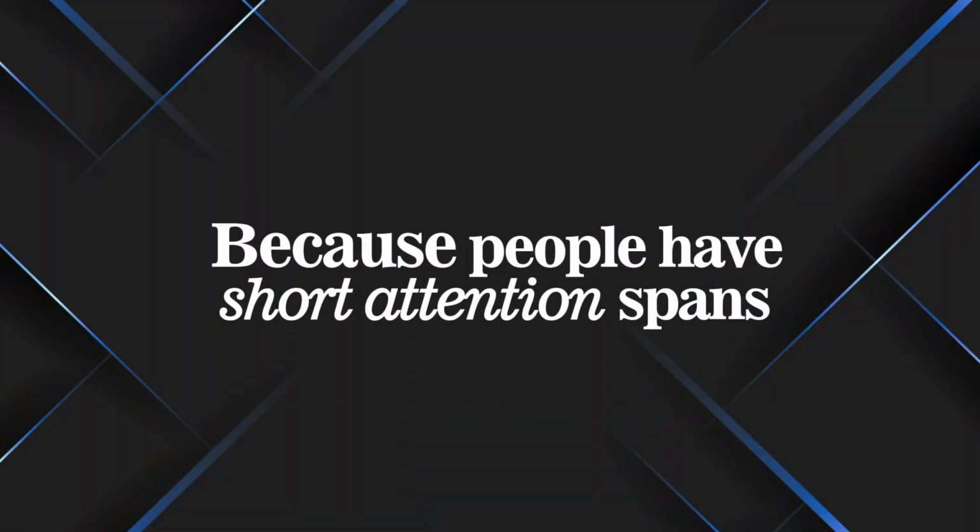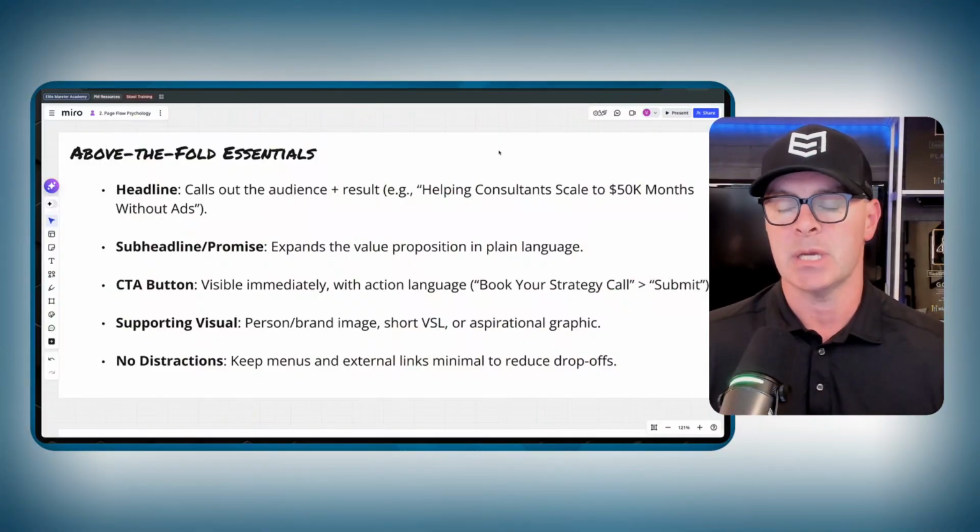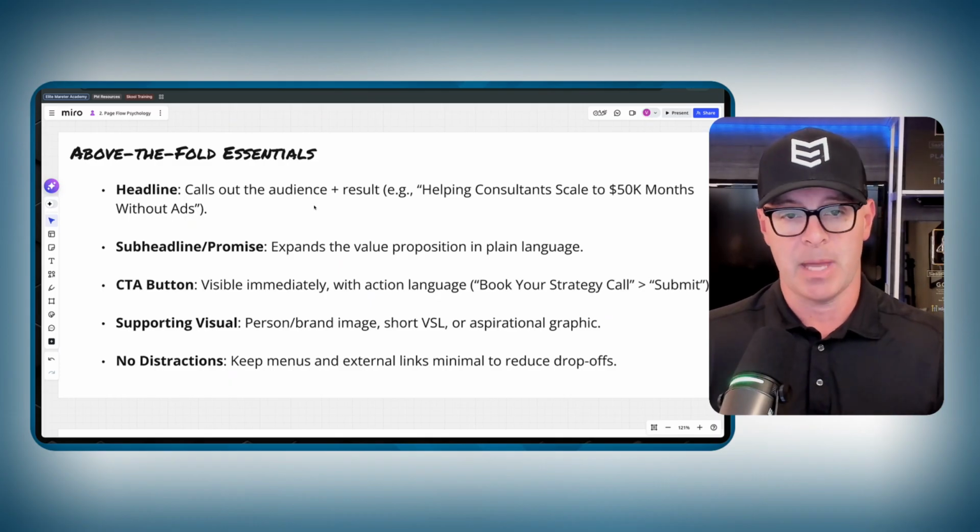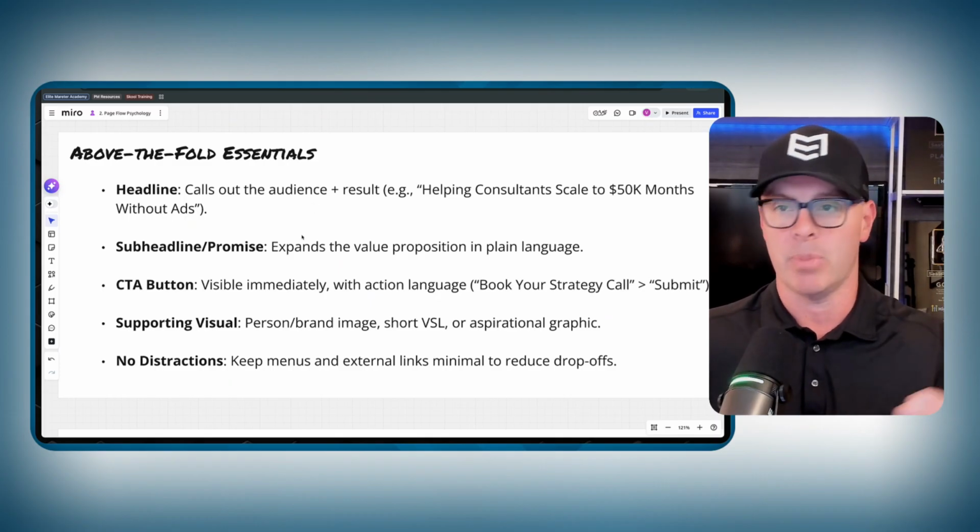Could be a webinar registration as well, but we've got to put information above the fold because people have short attention spans. That's sort of the way that people are now. So we've got to get them the information that they need to make a very quick decision. I talked about the 5-second decision rule in the previous lesson. And this is where the headline and subheadline comes in and what we're putting above that fold.